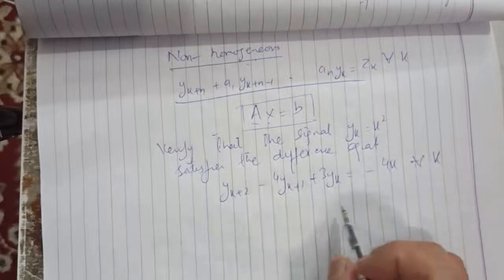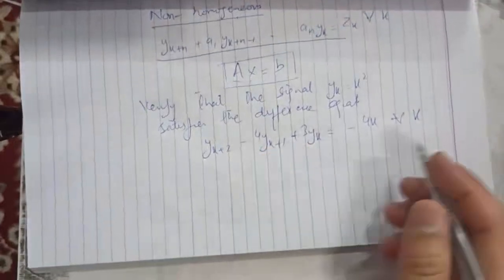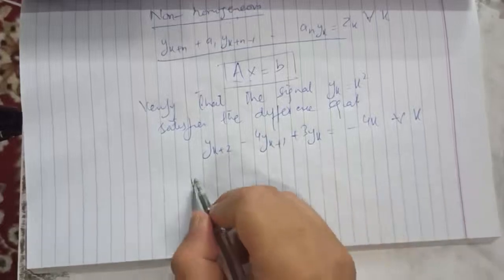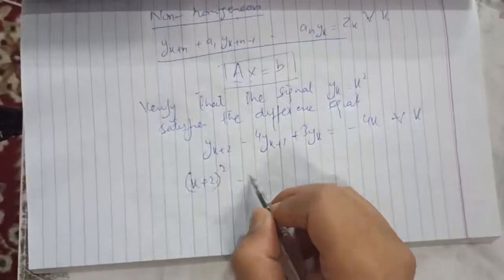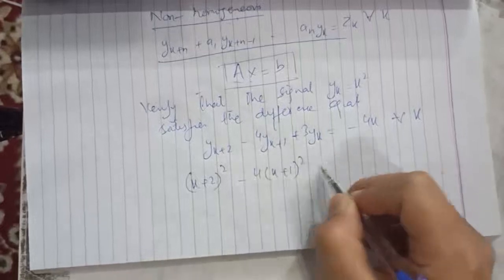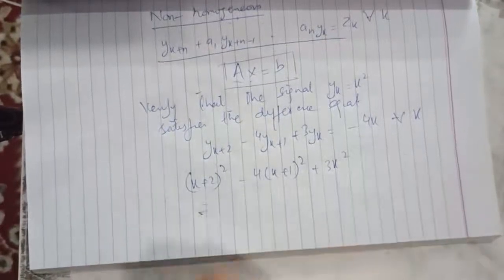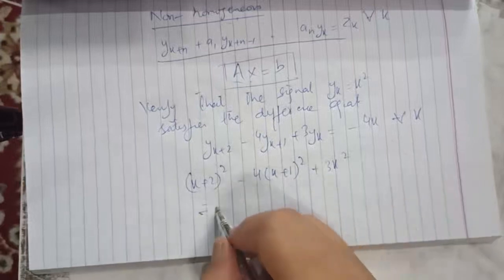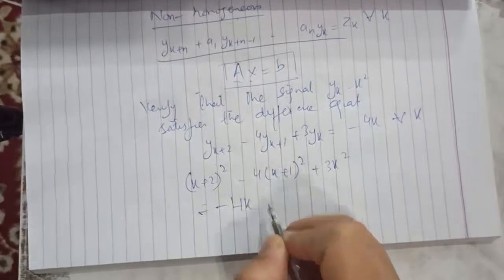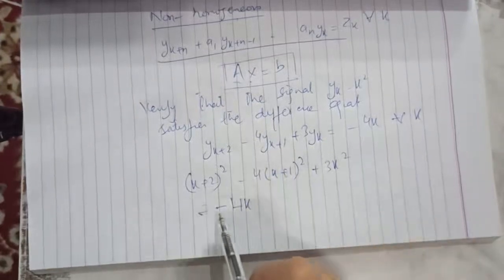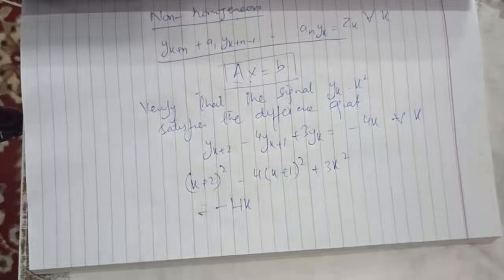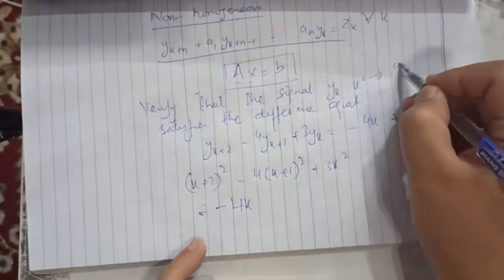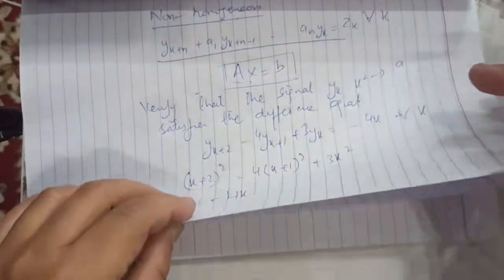So in that case we can substitute this as k plus 2 whole square minus 4 times k plus 1 square plus 3k square, and if I solve them up, what I get here is minus 4k. So the right hand side is equal to the left hand side. Now k square is indeed a solution for this non-homogeneous linear difference equation.